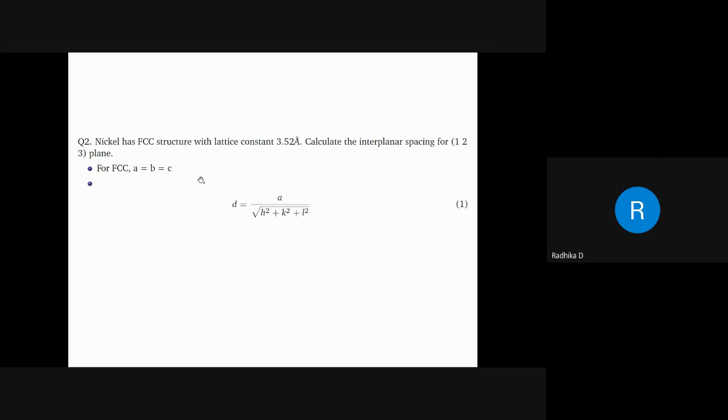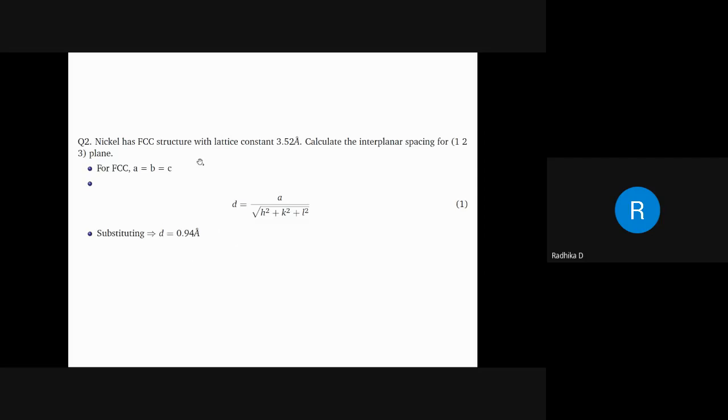Next step, this is our formula you need to remember for a cubic system. d is equal to a divided by square root of h square plus k square plus l square. You substitute all these things. hkl is 1, 2, 3. You substitute all this, you will get d as 0.94 angstrom. Can quickly write this. I'll move on to the next one.